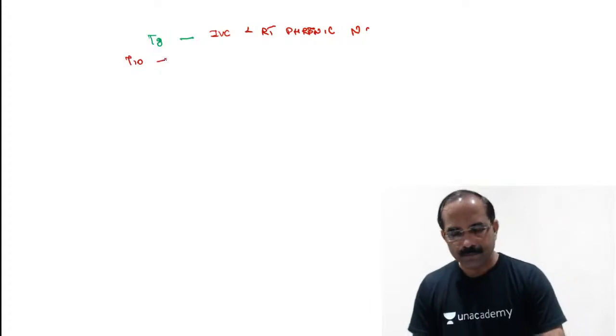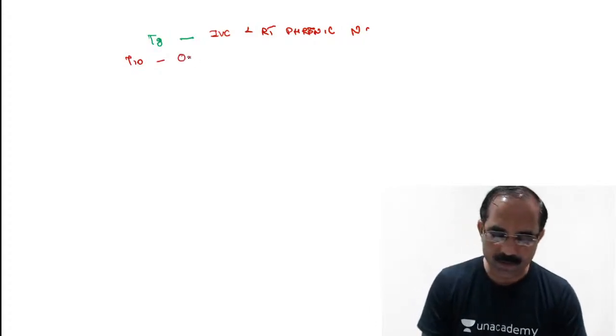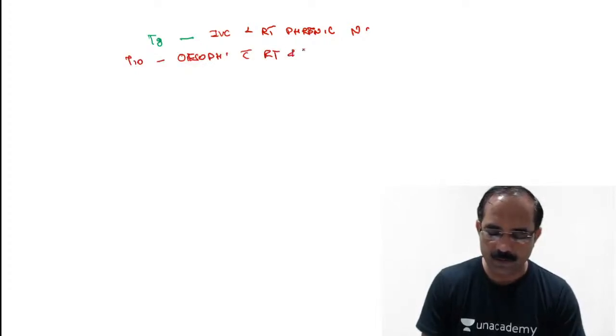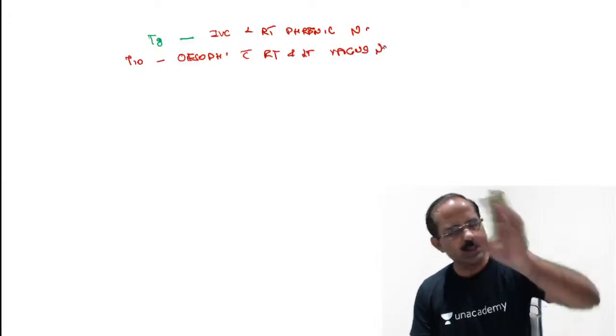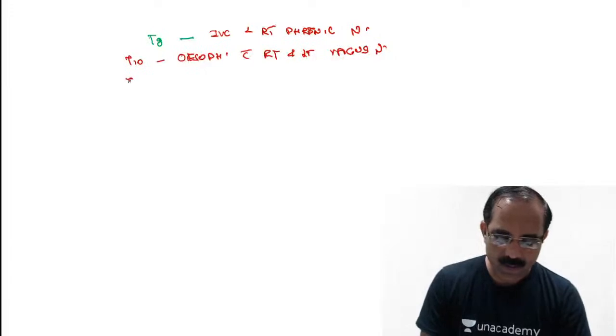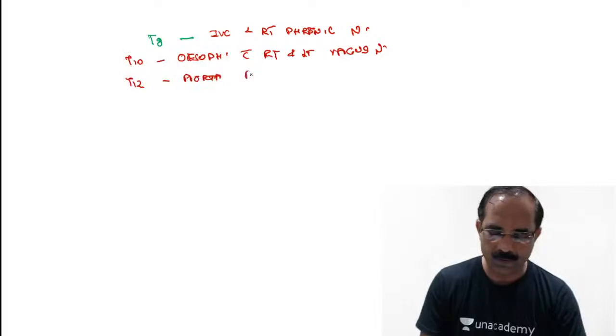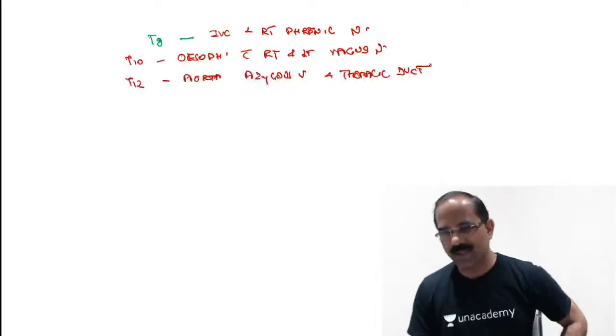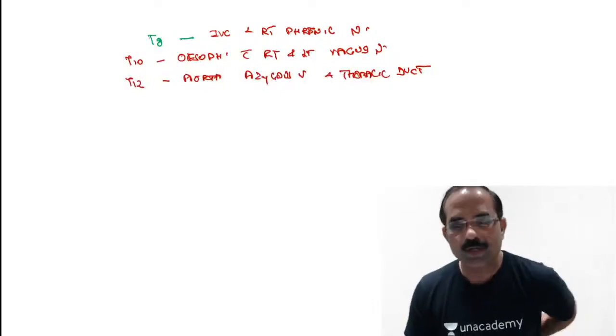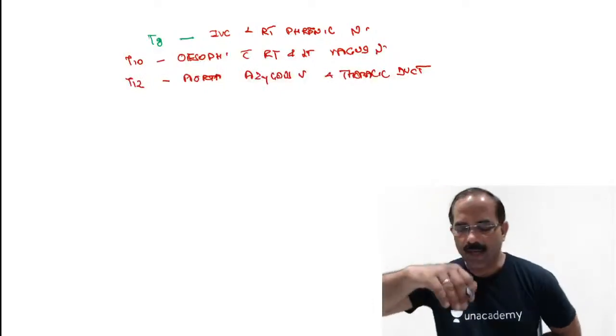T10. At T10, what passes is the esophagus with the right and left vagus nerves. At T12, what passes is the aorta, azygous vein, and thoracic duct. So at T8, what passes is the IVC and the right phrenic nerve.